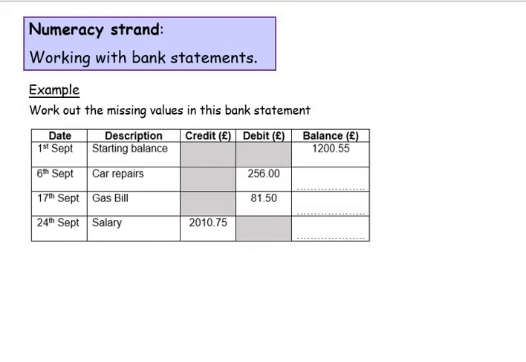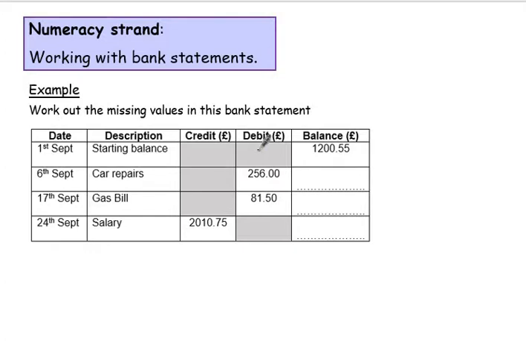Here we are going to look at working with bank statements. So in this example, it says work out the missing values in this bank statement. Now the missing values in this bank statement are in this column here, balance. So we need to fill in these three boxes here. Some people think that these grey boxes need to be filled in as well, but they don't, and I'll explain that now.